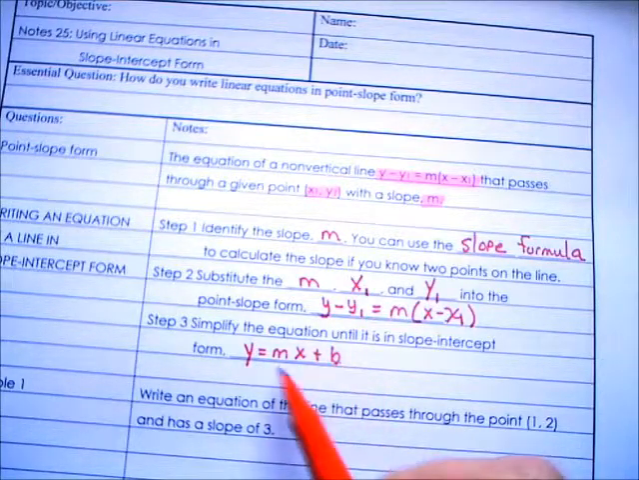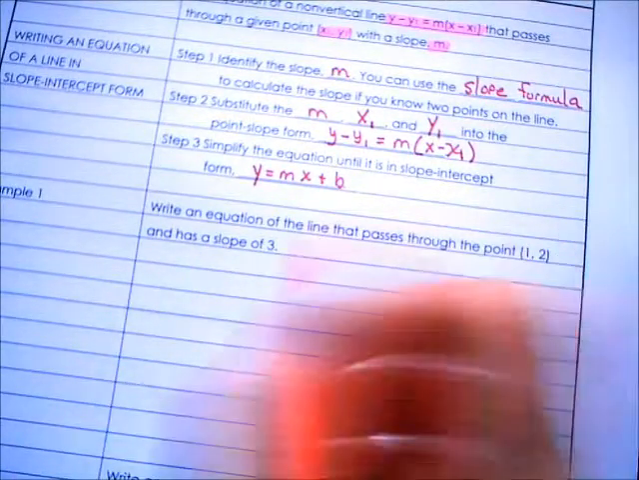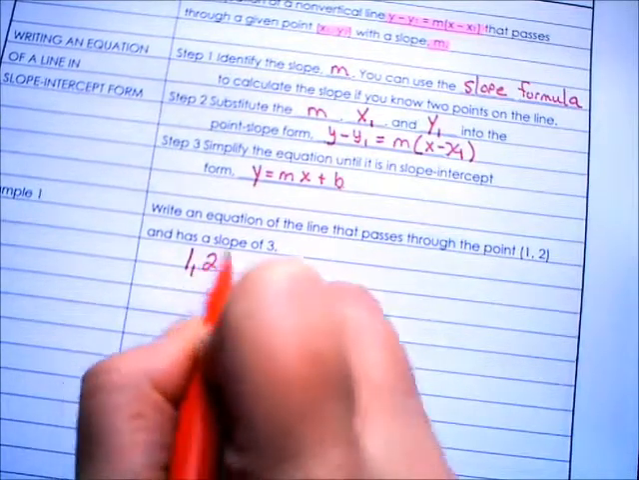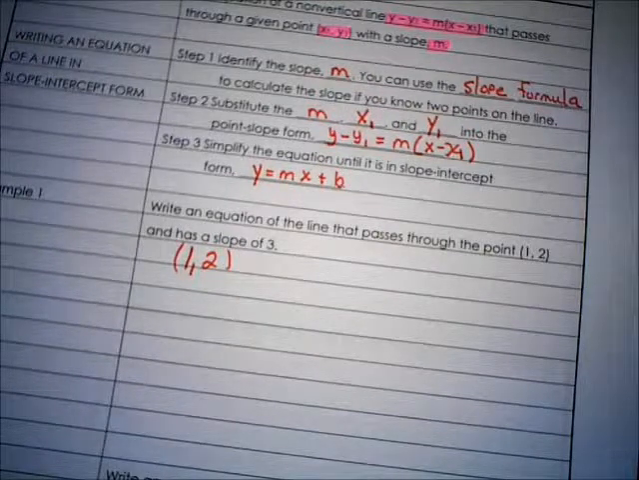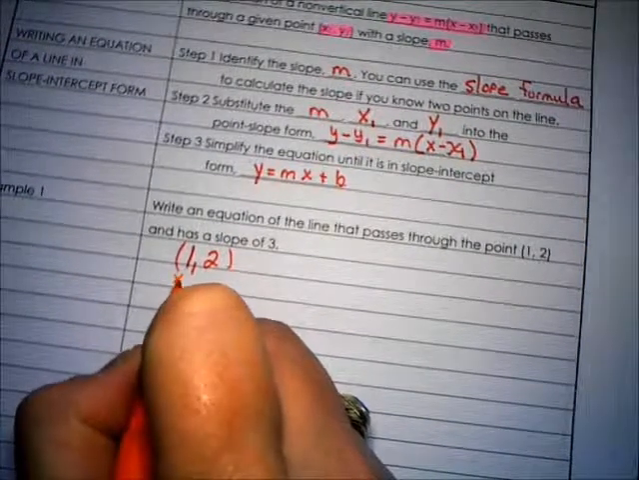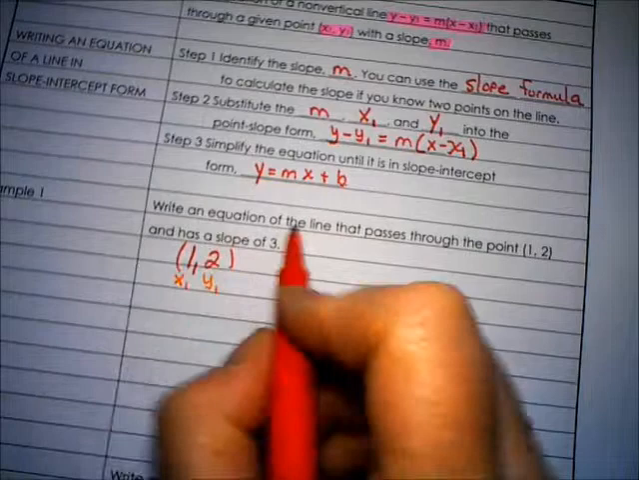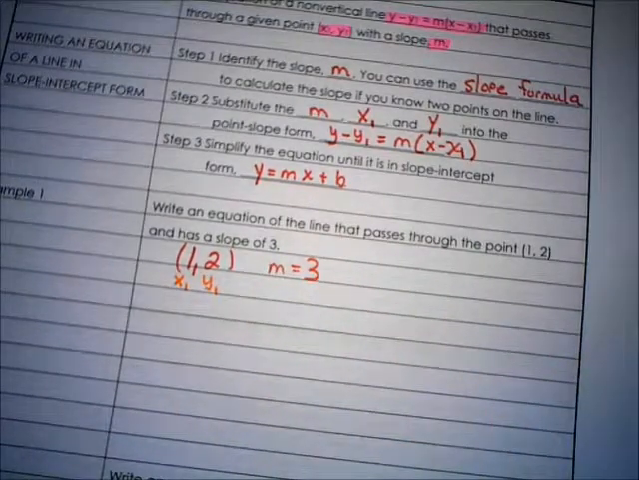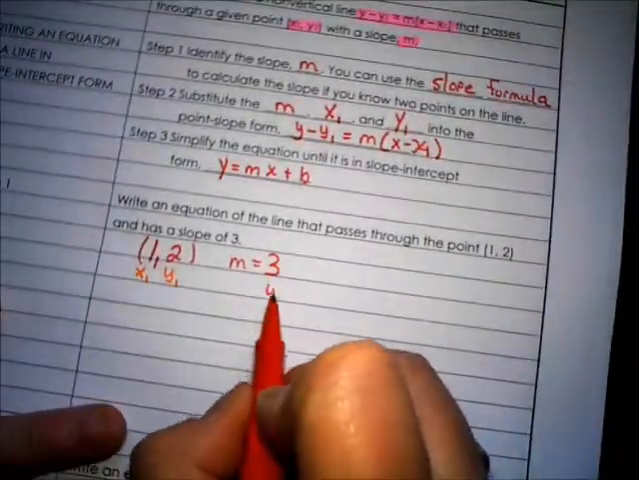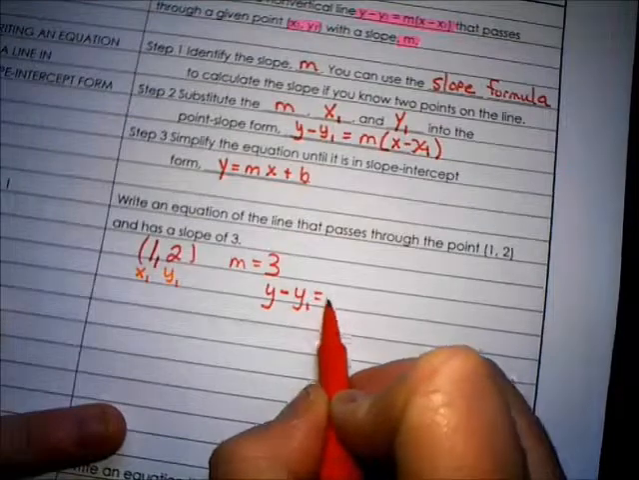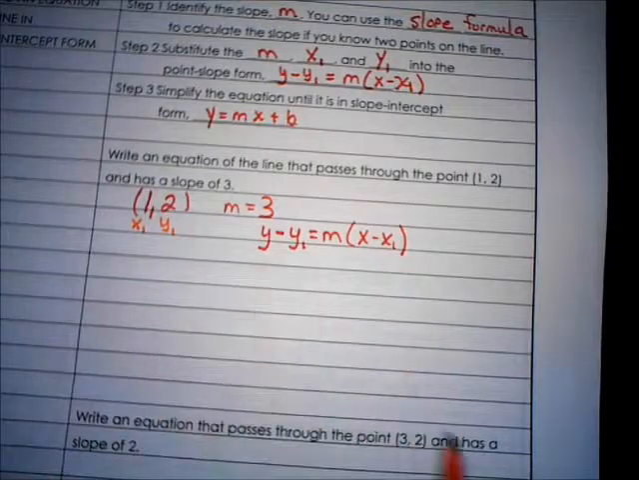If I look at my first example to start you through this, they give me a point that is 1, 2. If we have that point, I'm going to label it x1 and y1. And then they tell me my slope is 3, so I'm going to label it just m equals 3. And I'm going to reference this formula up here at the top that they gave me. I'm going to rewrite it this time. y minus y1 equals m parentheses x minus x1. And I want to fill in my values into my problem.